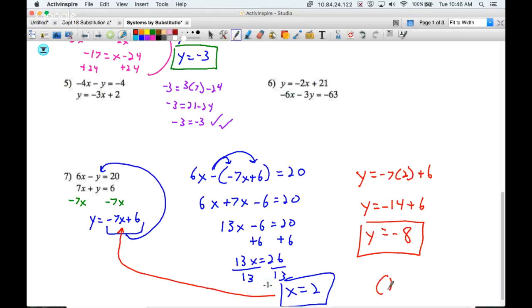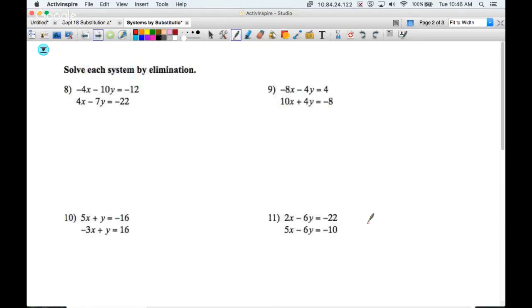4 is an ordered pair. 2 comma negative 8. Let's take a look at some elimination type problems. Starting with number 8. Number 8 is set up for elimination nicely because we already have a zero pair.